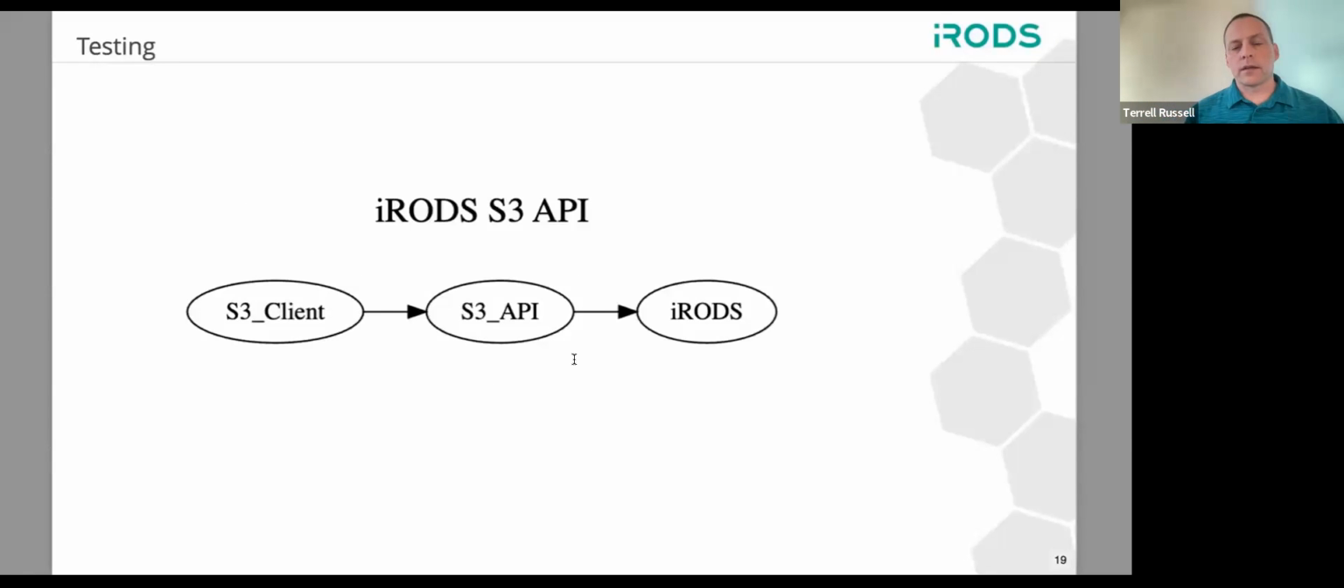So for testing, again, here's a picture for what this is. The S3 client of whatever flavor it is comes to S3, this piece of software in the middle, and then sits in front of iRODS. So if we can fake it enough, then we've passed the test.